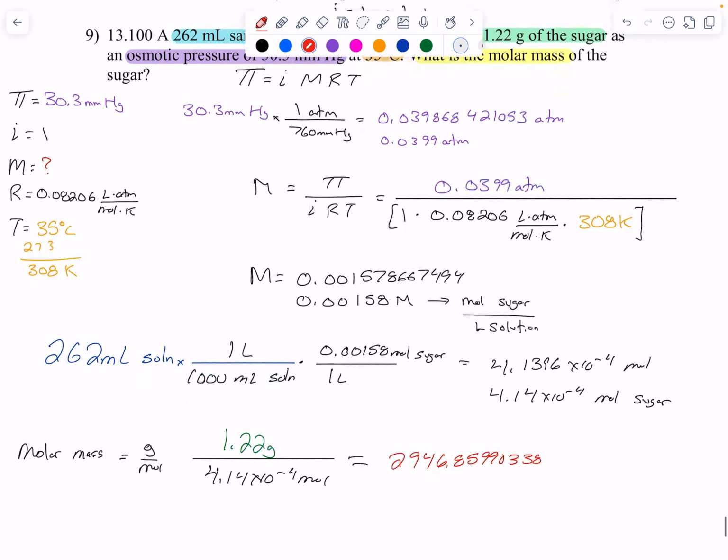2,946.85990338, and I have 3 sig figs, so 2,950 grams per mole. There we go. And if you want to say scientific notation, 2.95 times 10 to the third grams per mole. All right, so that's how I would do number 9.